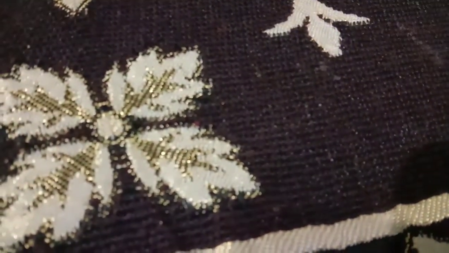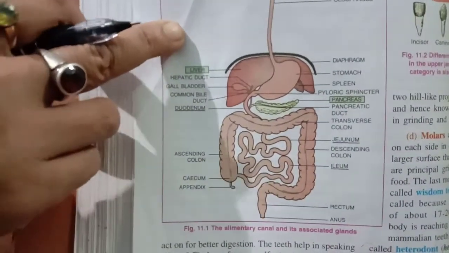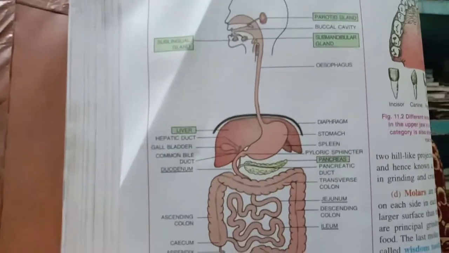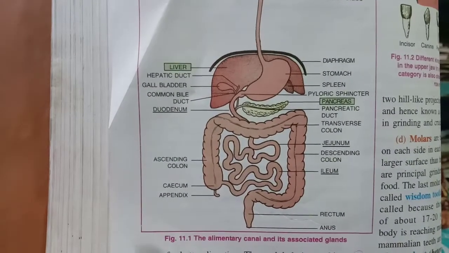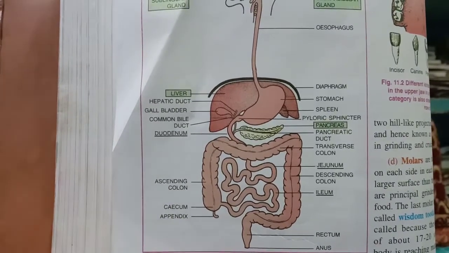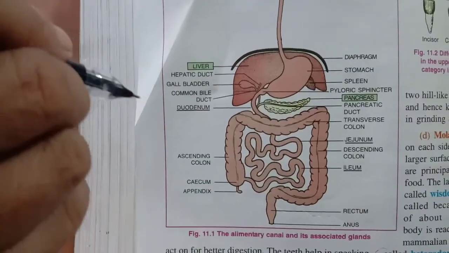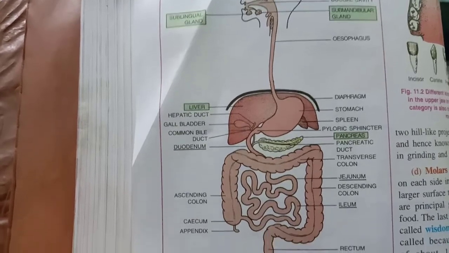Now let us discuss digestion. Let us come to the diagram again. The digestive system consists of the alimentary canal. Got it? This alimentary canal is about 9 meters long, which starts from the mouth and ends in the anus. They consist of digestive glands. Though there are glands like salivary glands and gastric glands, the largest glands are the liver and pancreas.